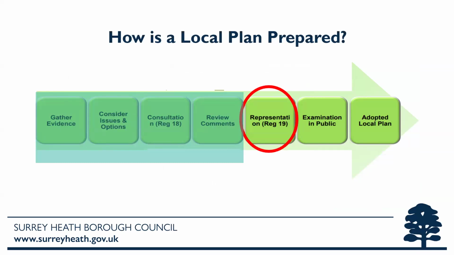So how is a plan prepared? The plan commenced in 2019, where evidence was gathered and options were considered, and a consultation, known as the Regulation 18 consultation, was undertaken. Comments were received, and these comments were reviewed. We are now at the Regulation 19 publication, which is the pre-submission document, which will be submitted to the Secretary of State.